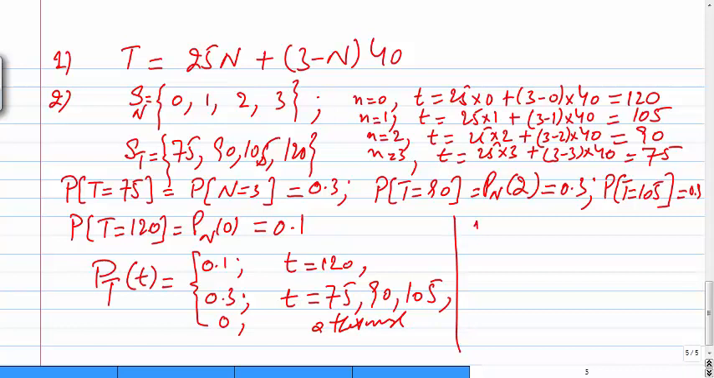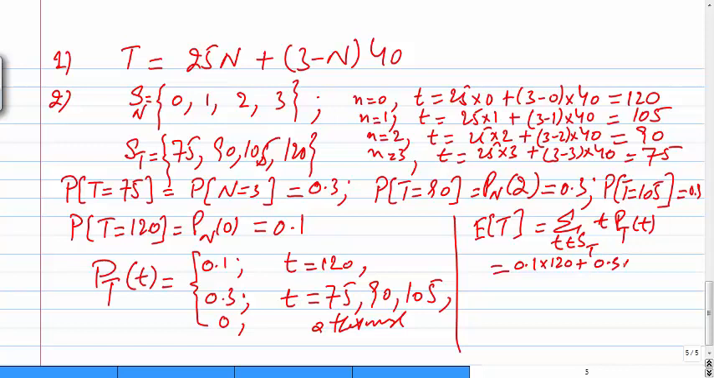Now the next question is to calculate the expected value of T. The expected value of T is the summation over t belonging to the range of T of t times P_T of t. So what we have to do is just write 0.1 times 120 plus 0.3 times 75 plus 90 plus 105.